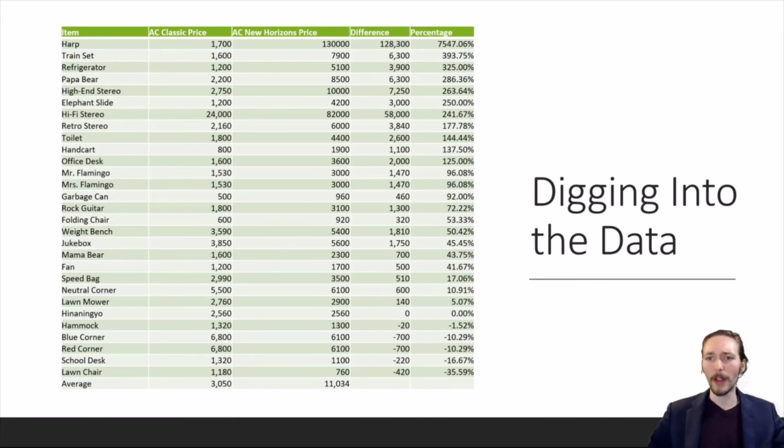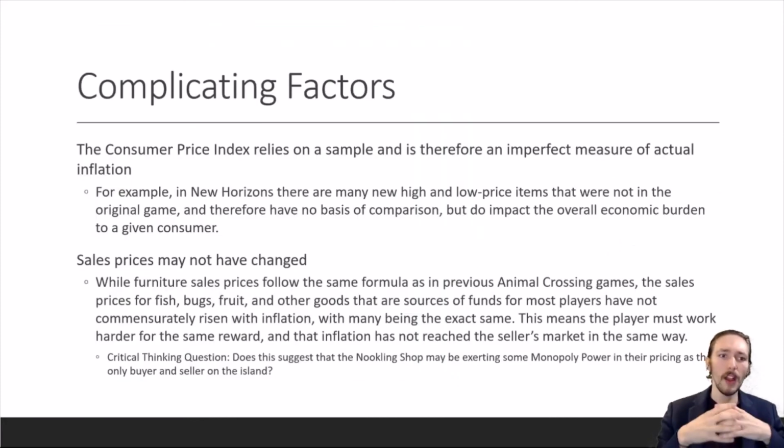And so let's talk about some complicating factors. The Consumer Price Index relies on a sample and is therefore an imperfect measure of actual inflation. For example, in New Horizons, many new high and low price items that were not in the original game were included. And therefore there's no basis of comparison for said items, but they do impact the economic burden on a given consumer or a given player.